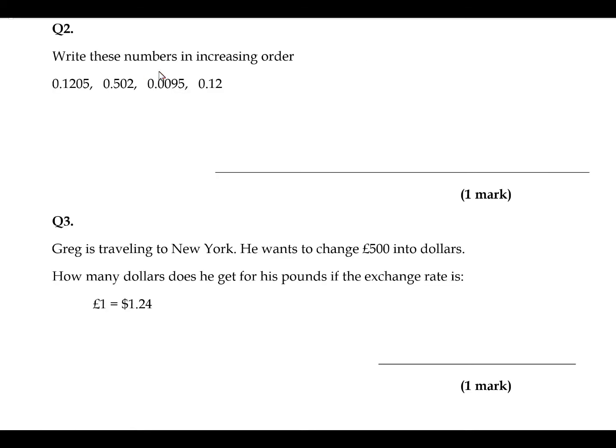Question 2. Write these numbers in increasing order. So the smallest first, so they're all different lengths. This has got 4 digits, 3, 2 and so on. So make them all the same length, and now you can compare like with like. So the smallest number I've got is 95. So put this one down first.